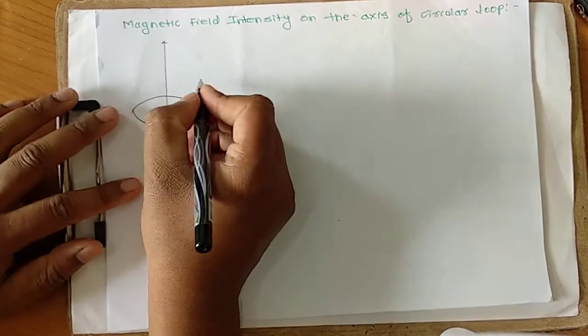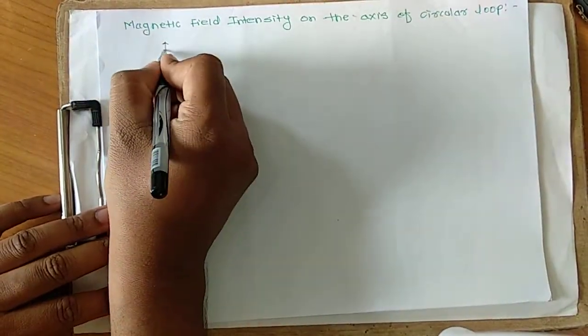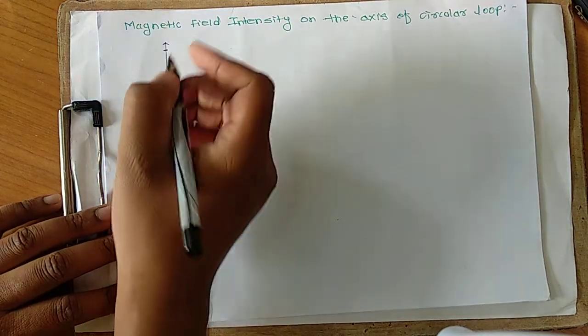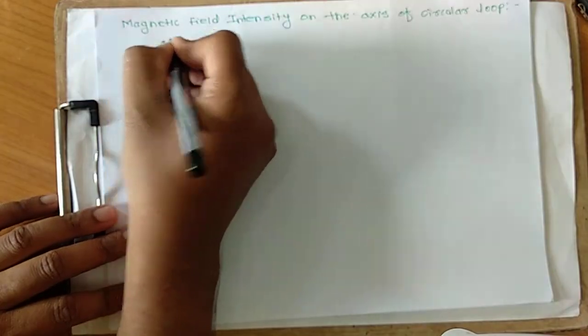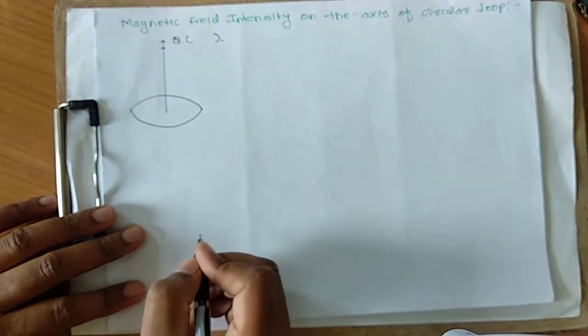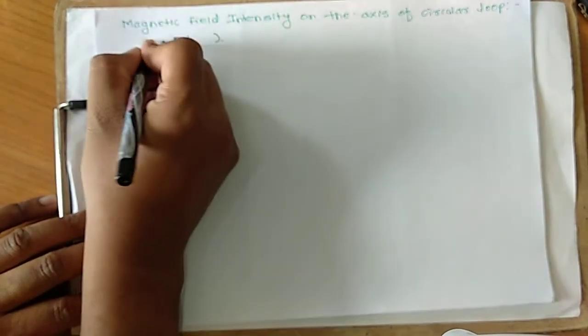Suppose we take one point on the axis. So here I will take one point, suppose I call it Q. We have to find the coordinates of that Q, and this is the Z axis.